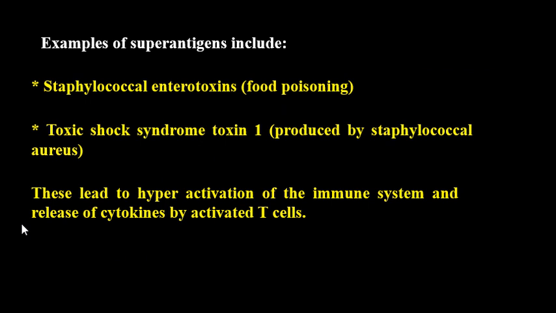Examples of superantigens include staphylococcal enterotoxins, which cause food poisoning, and toxic shock syndrome toxin 1, produced by Staphylococcus aureus, and these superantigens lead to hyperactivation of the immune system and release of cytokines by activated T cells.